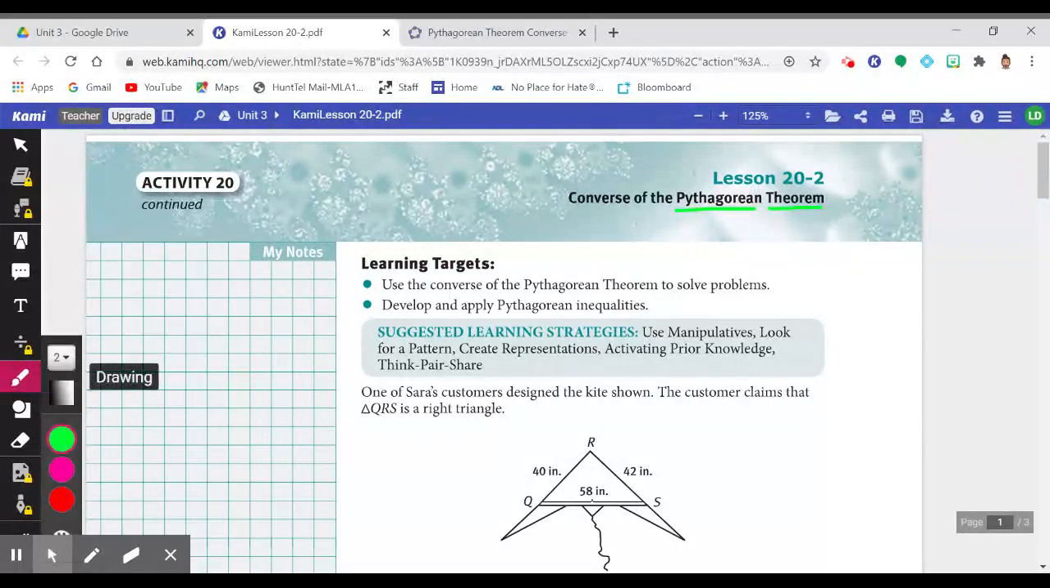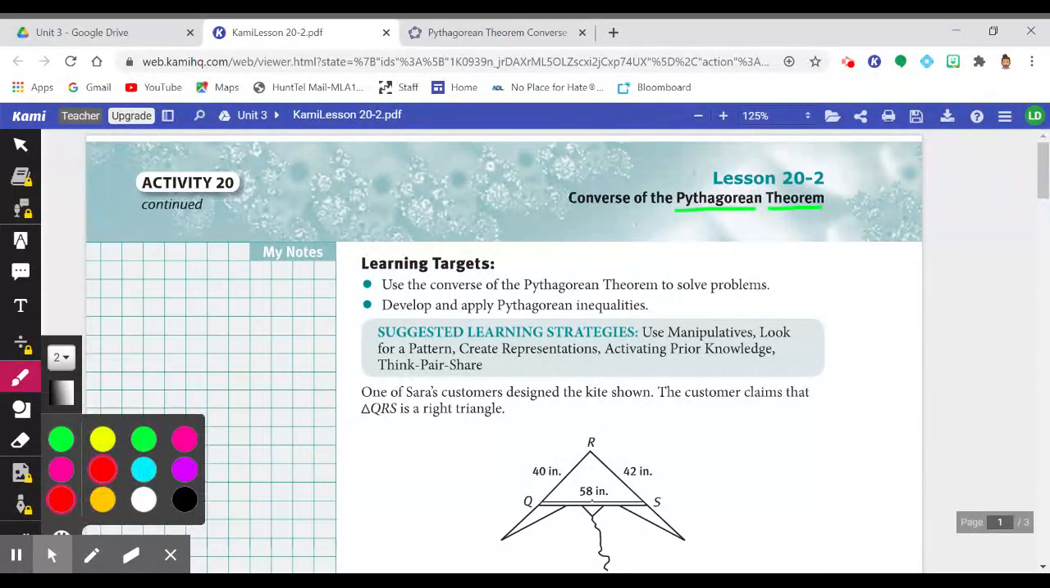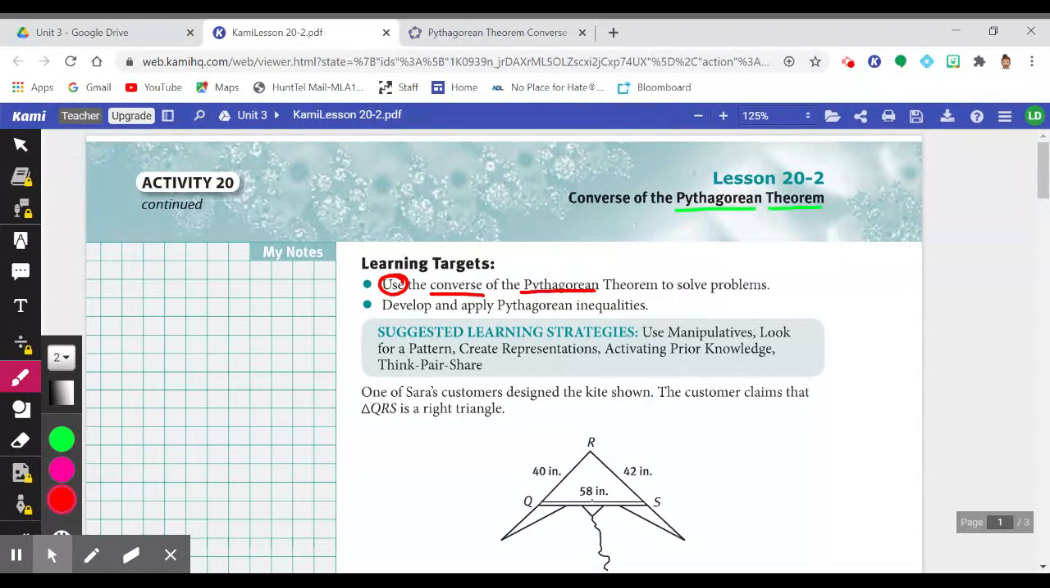So before we go any further, let's take a look at our learning targets. So we've already proved the Pythagorean theorem, so now we're going to use the converse of the Pythagorean theorem to solve problems. So remember, converse is when we switch the two parts of a conditional statement. So A being the hypothesis, B being the conclusion, we're now going to swap B and A to see what new discoveries it has for us.